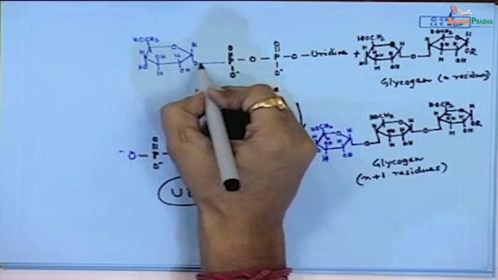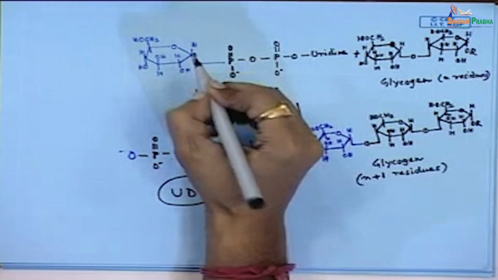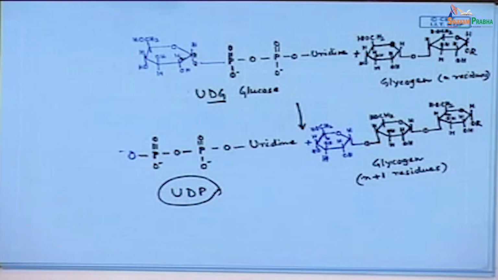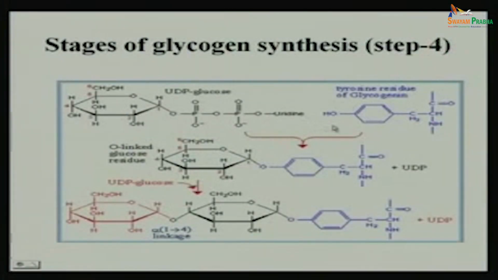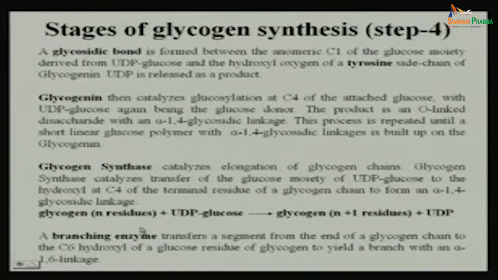particular reaction here. You see this first carbon, and this is the second carbon. So the first carbon is getting linked with the tyrosine hydroxyl group. The fourth carbon is getting free, and when another residue comes, it gets linked with the first carbon of another glucose moiety, and in this way alpha 1,4 glycosidic linkages are formed with this particular reaction.